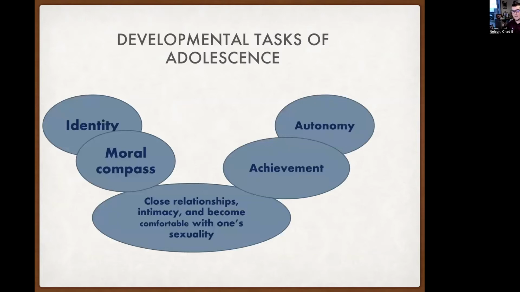Developmental tasks of adolescence, we break down by literature. There's identity, moral compass, achievement, autonomy, and then close relationships of intimacy, and becoming comfortable with one's sexuality.